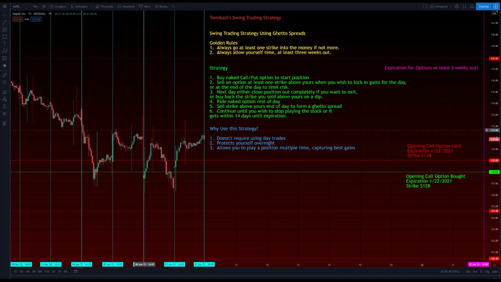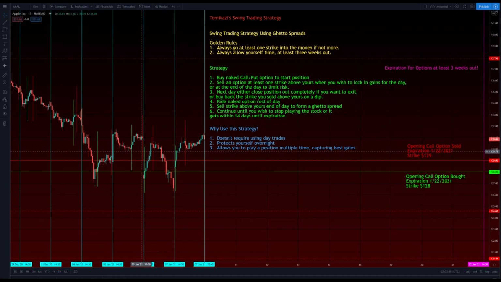The strategy, like I said, is to buy the naked option to start the position, and sell an option at least one strike above yours to lock in gains at the end of the day, or at the point of the day where you think you're going to get the max profit. The next day you can buy it back at the lowest point of the day if you're good at it. You can even buy it back at the beginning of the day if you wish, but sometimes you want to wait for the entries to see how it plays out. Then just keep doing that until you want to stop playing the position, and you can do that as long as you want.